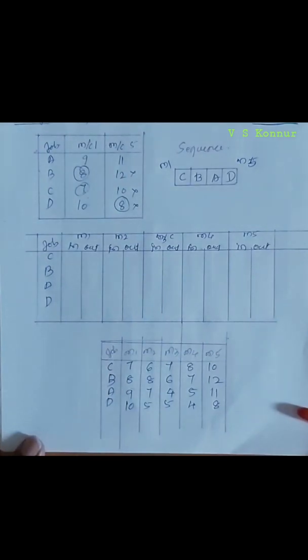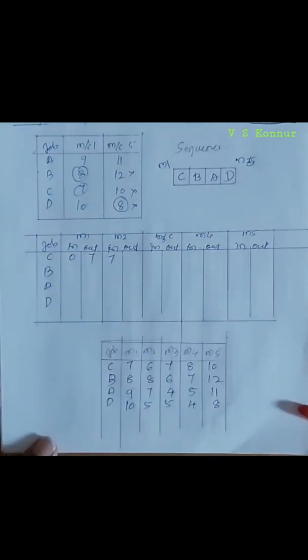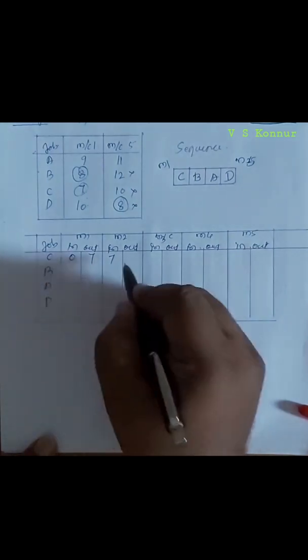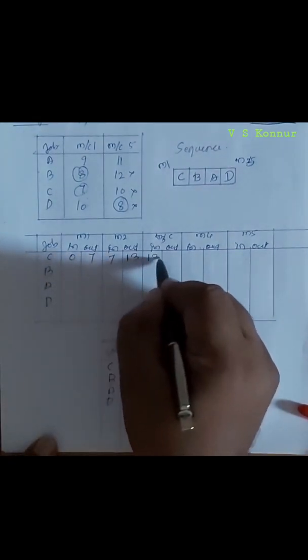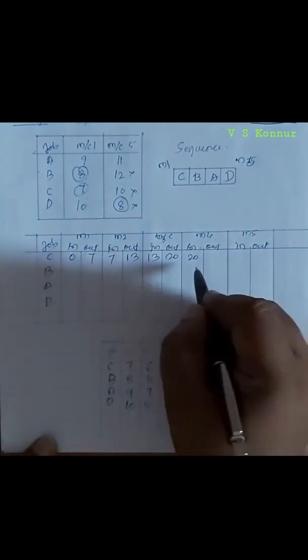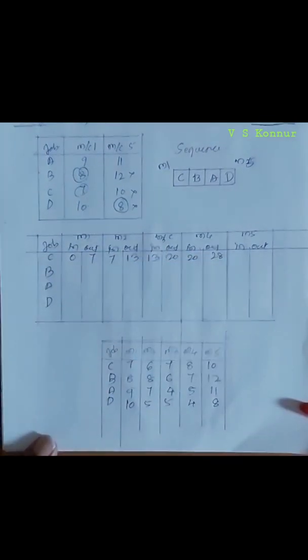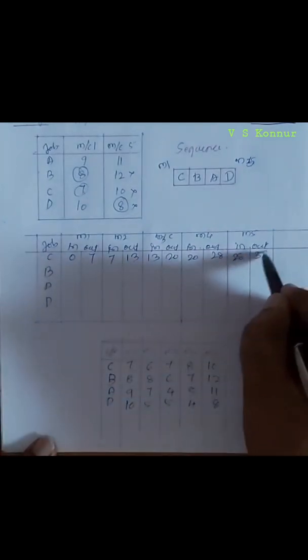Now C will be entering at 0 time. It requires 7 hours to complete. So 7. It will be entering into machine 2 at the 7th hour, requires 6 hours to complete, 13. It will be entering into the third machine, requires 7 hours to complete, 20. It will be entering into the fourth machine, requires 8 hours to complete, 28. Then it will be entering into the fifth machine, 28 plus 10, 38.